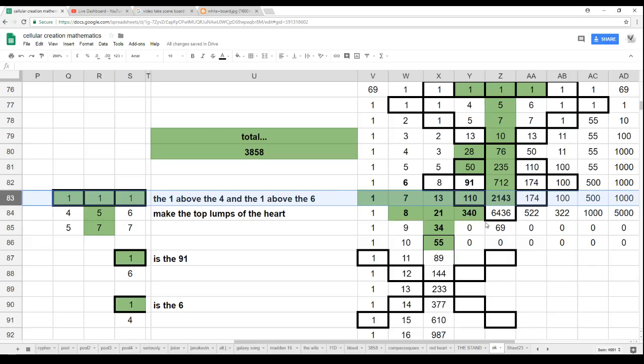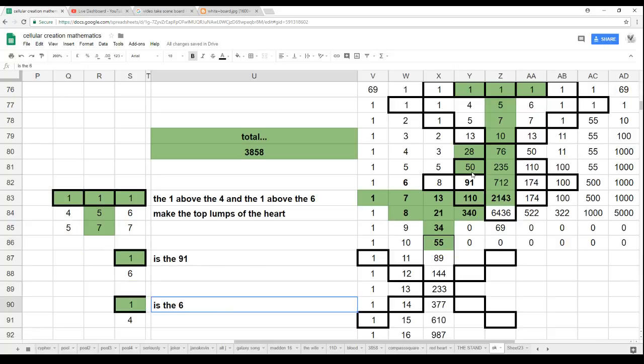Now look at the teeth. Look at the teeth. We know that we have a 6. We know that we have a 91. So down here, again, I talk about the same thing. This side here is the 91, and this side here is the 6.